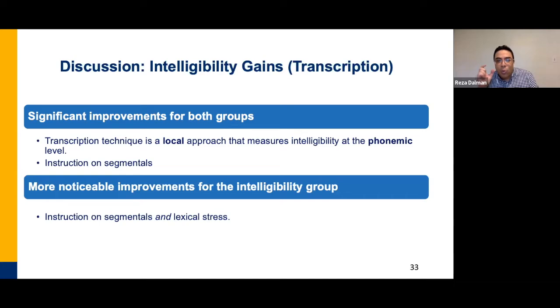Lexical stress is another word-based feature that influences the intelligibility at the phoneme level. In this study, as the results of the pronunciation analysis showed, the intelligibility group improved significantly from the pre to post-test. It means they had more accurate lexical stress in the post-test. On the other hand, the comparison group did not show any improvement because they did not receive an instruction on lexical stress. So the more noticeable improvement of the intelligibility group in intelligibility could be attributed to the instruction that they received on the lexical stress as well as the segmentals.